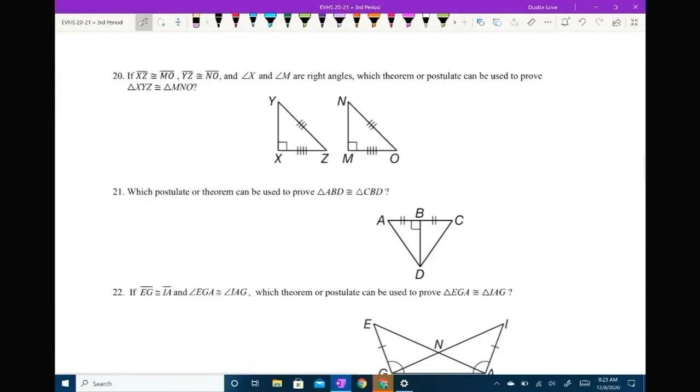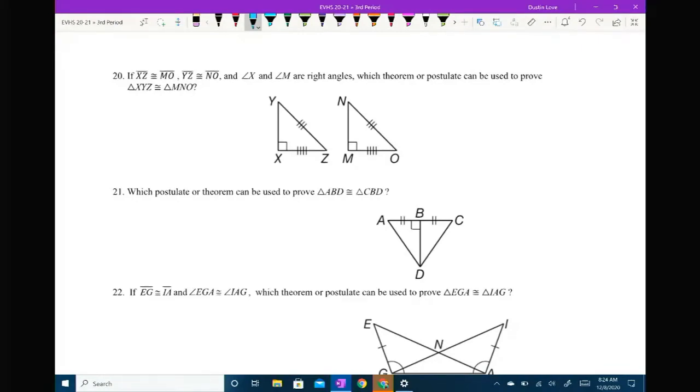All right, number 20. Let's mark in what we got here. XZ congruent to MO, already marked. YZ congruent to NO, already marked. X and M are right angles, already marked. Which theorem or postulate can be used to prove that XYZ is congruent to MNO?